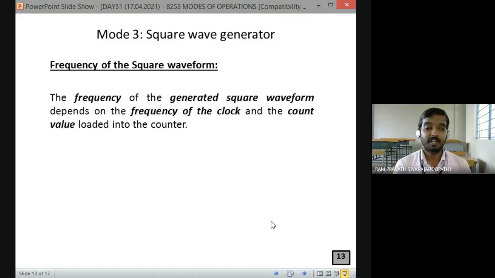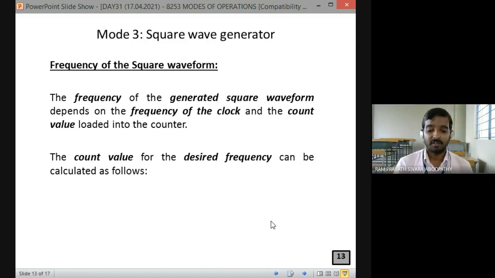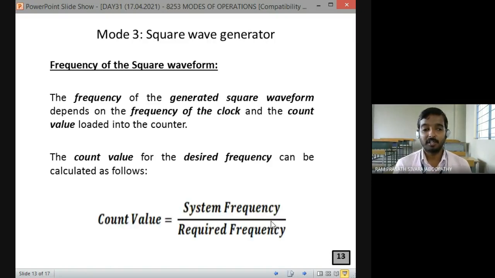The frequency of the generated square waveform depends on the frequency of the clock and the count value loaded in the counter register. I have told you the frequency of the clock we are not going to vary. For a fixed clock input, how the frequency of the square waveform can be varied, that is given by the formula. Count value to be loaded is equal to system frequency divided by required frequency. The system frequency என்று சொல்றது the clock oda frequency. That's all. ஏன்னா நீங்க clock frequency vary பண்ண போறது கிடையாது, கரெக்டா? So clock frequency divided by required frequency போட்டீங்கன்னா you will be getting the count value.